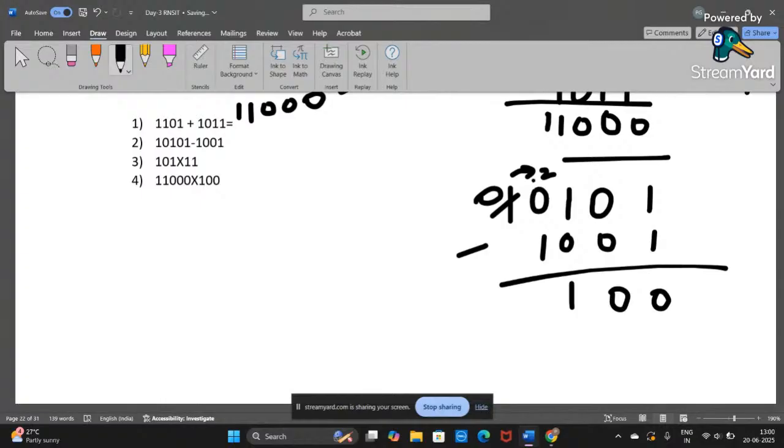Why is it becoming 2? Because it is a binary number. When you're doing decimal, it is 10; here it's a binary number, so when you're borrowing from the next one, it will become 2. 2 minus 1, it is 1. And here there is no number, so it is 1100. For this, the answer is 1100.